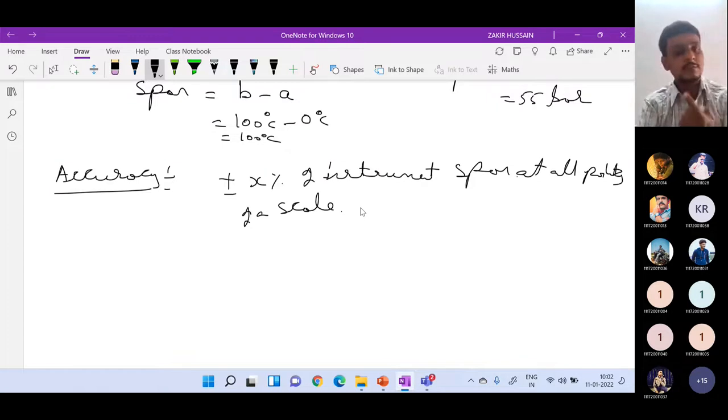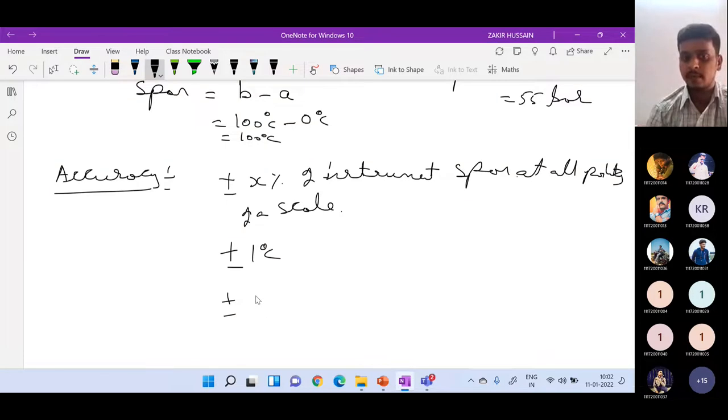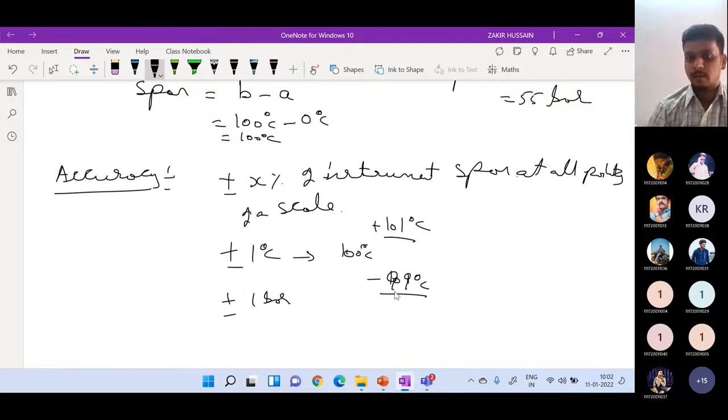If you look at a domestic thermometer, on the back of it the accuracy will be written, or speed of response, or reproducibility. There will be something like plus or minus 1 degree centigrade. If it is a pressure gauge, it will be plus or minus 1 bar. If it is 100 degree centigrade, plus means we read 101 degree centigrade, and minus means 99 degrees centigrade. That is the definition of accuracy as plus or minus X percentage of instrument span.